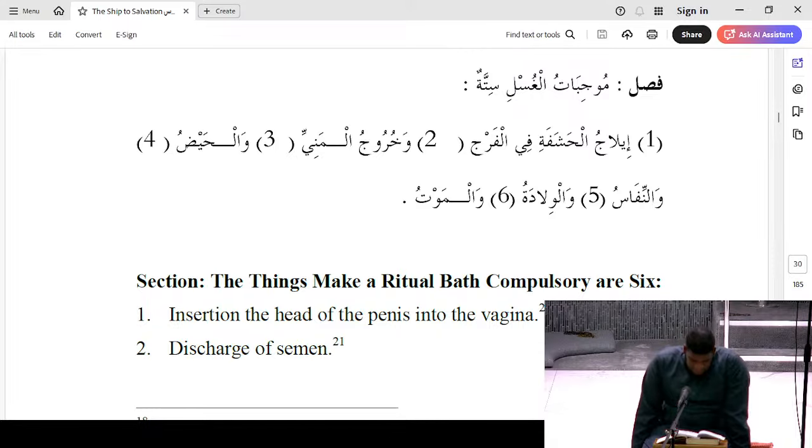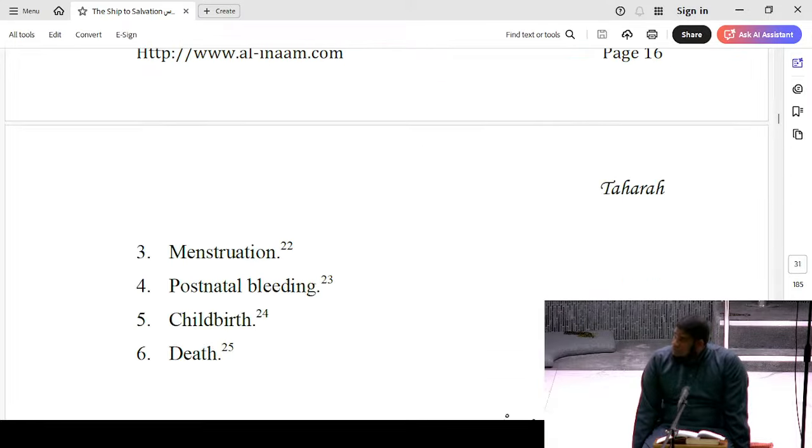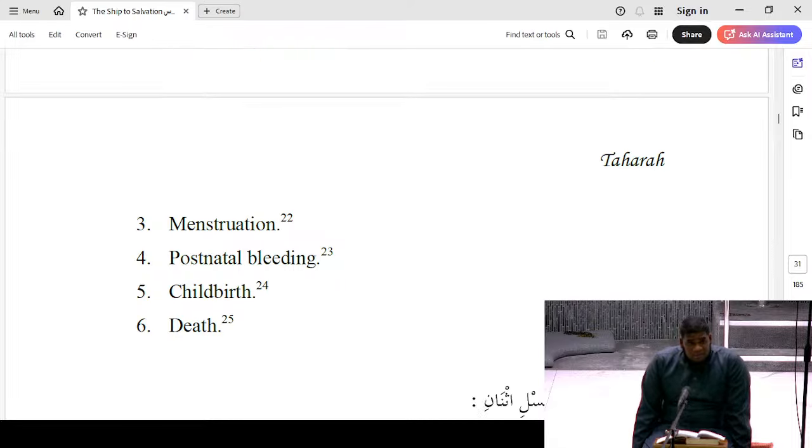وَخُرُوجُ الْمَنِيِّ وَالْحَيْضِ. The menstruation of a female, the monthly menstruation of the female. What is the minimum period? Anyone? Minimum period?